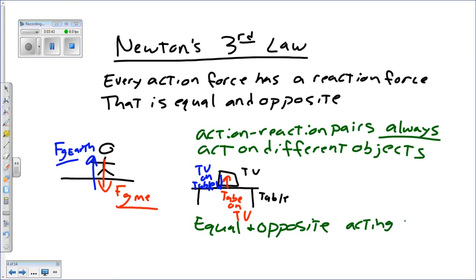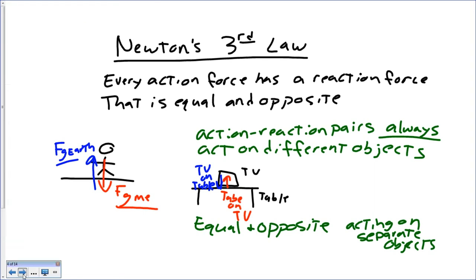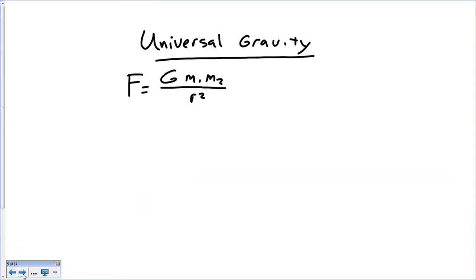Those interaction pairs of forces are always equal and opposite. You will never get the earth pulling on me harder than I pull back on the earth. And they never cancel out because they are acting on separate objects. I can't emphasize that enough, although I probably just did.